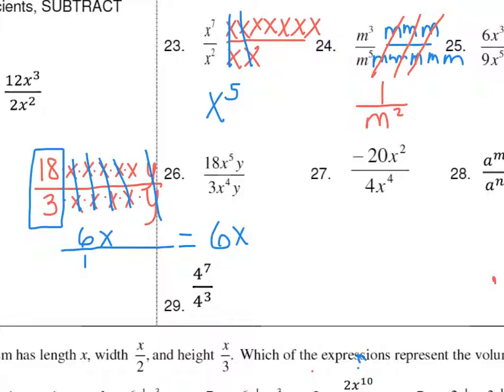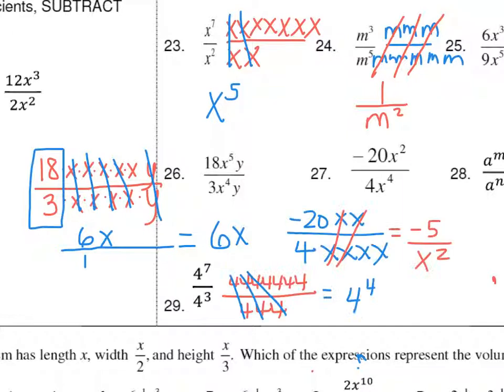Okay, number 27 and 29. I want you to go ahead and try 27 and 29 on your own. Pause the video, come back and look at the answers, and then we'll discuss number 28. Okay, biggest problem I saw people doing on number 27 was making sure that you realize your x's end up on bottom. So negative 5 over x squared, and then number 29 is 4 raised to the 4th power.